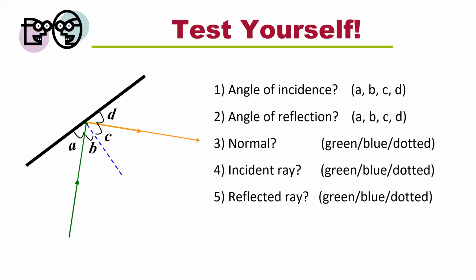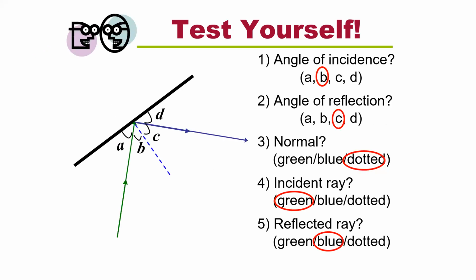Okay, test yourself. Can you pause the video over here and do it yourself now? Okay, let's come back to go through the answer. I hope you are able to get the answer as follows. First one, angle of incidence. You should be able to know this is the incident ray. The ray that strikes the surface is called the incident ray, and the angle is always between the ray and the normal, which is B.